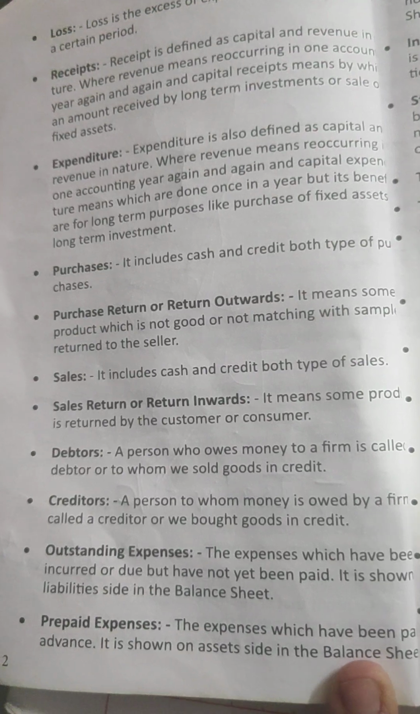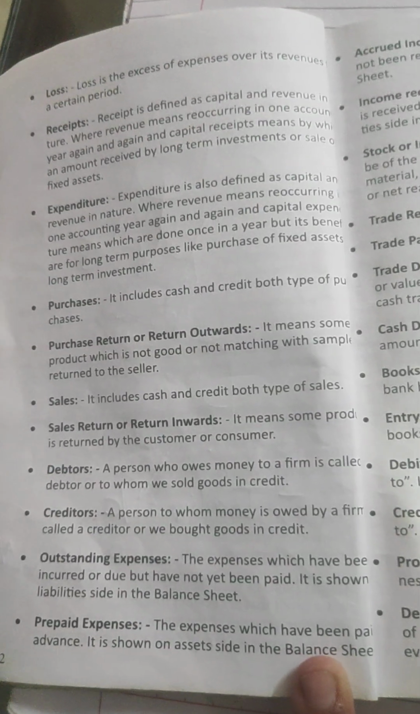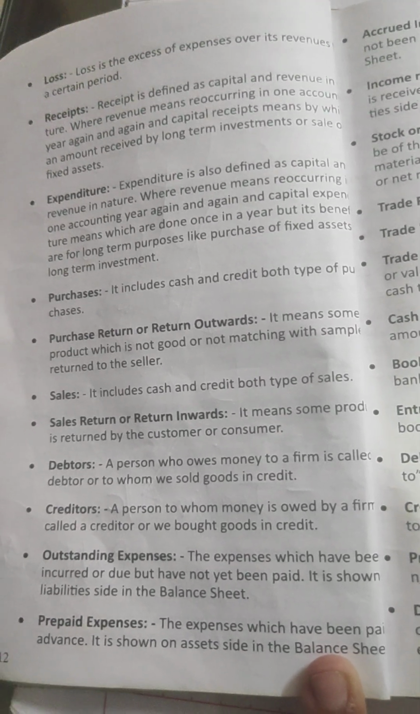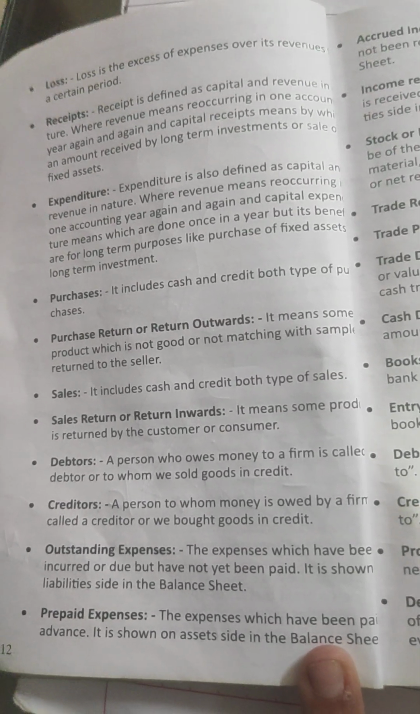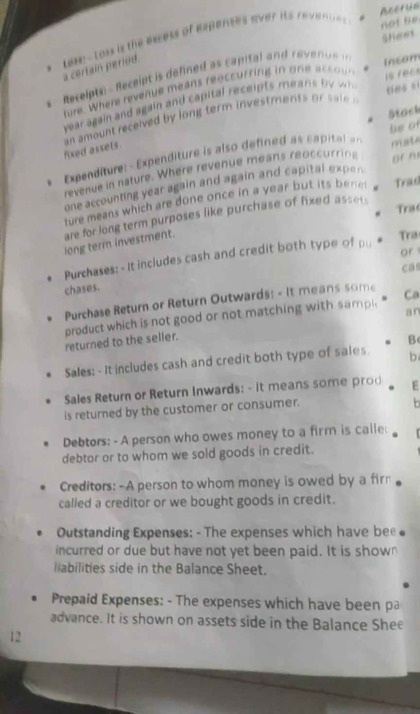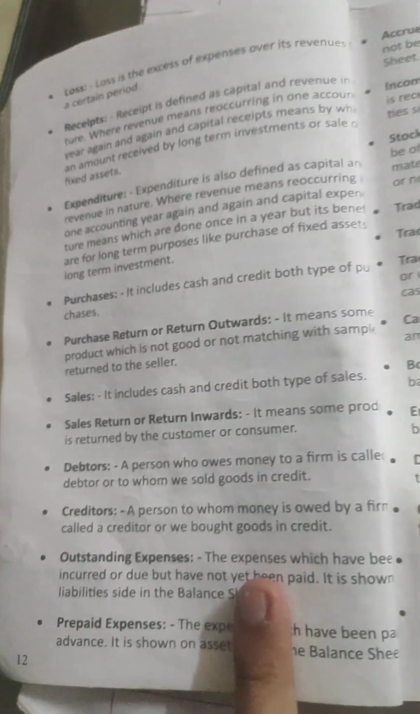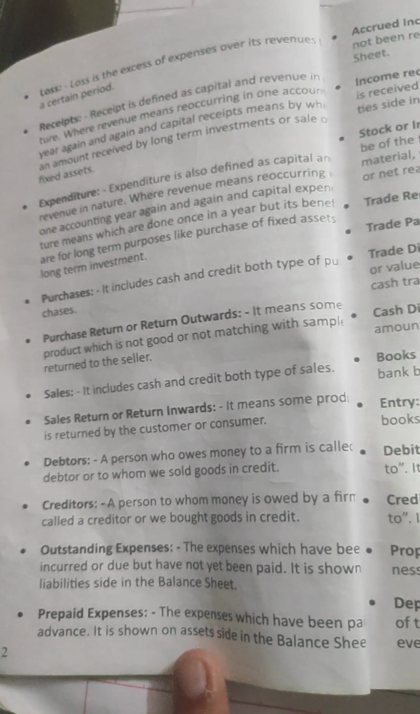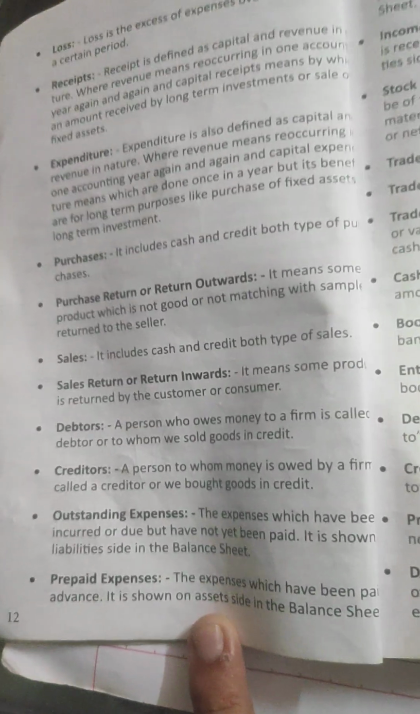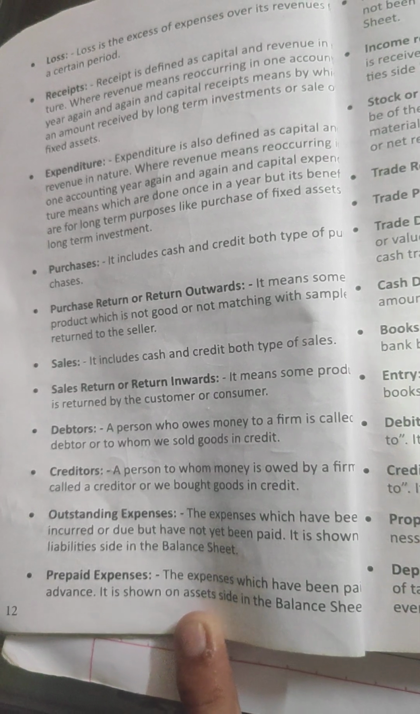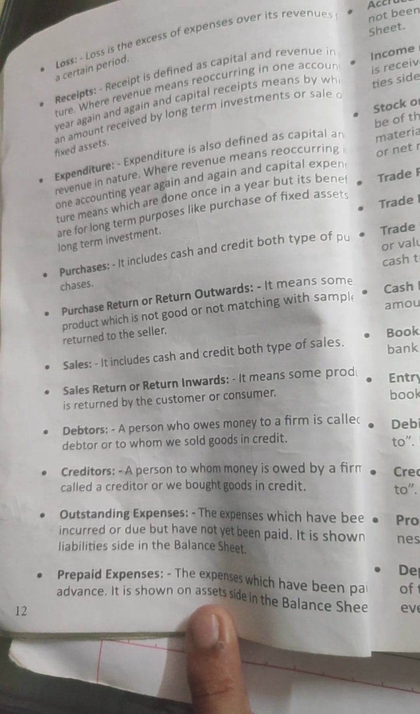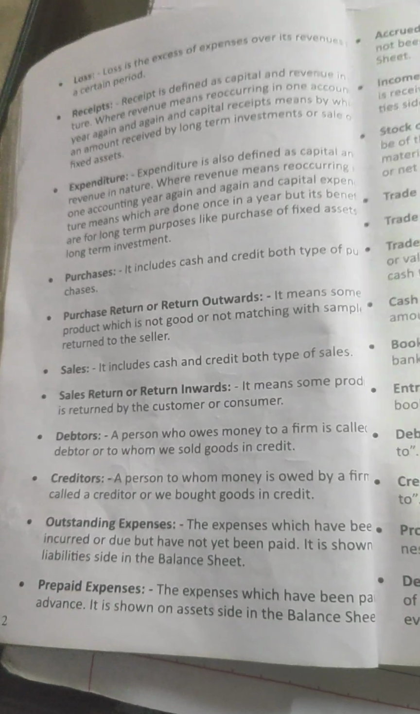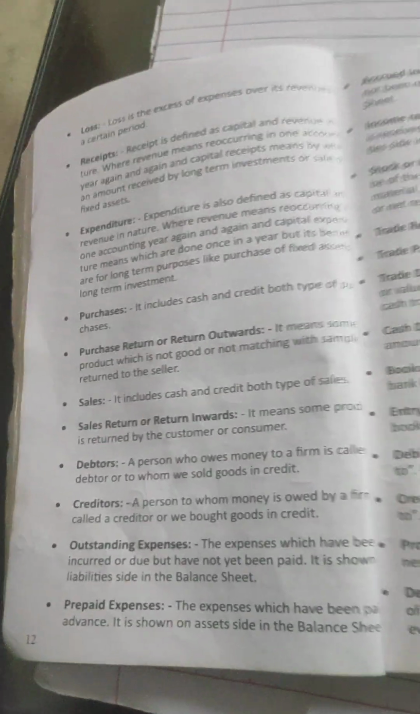And then we have outstanding expense. What are outstanding expenses? The expenses which have been incurred or due but not been paid. These are called outstanding expense. Suppose an expense is due in March but not paid till 31st March and still pending till April, so this is outstanding expense. But what is prepaid expense? Just the opposite of it. Prepaid expense means the expenses which have been paid in advance, and these are shown on asset side in the balance sheet because we paid those expenses in advance, so it's an asset for us.